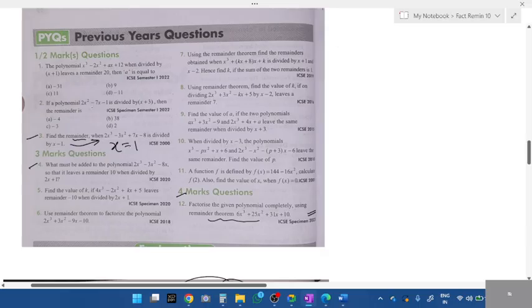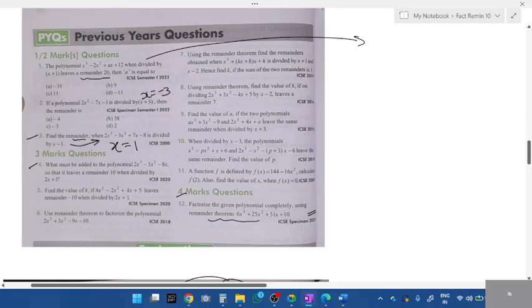Next, if 2x is divided by 3, then the remainder. Same question. Here, x minus 3. X is equals to minus 3, substitute. The polynomial is divided, leaves the remainder 20. Okay, this is a bit different question. The remainder is 0 or 20, students. What is given here? Leaves a remainder 20.